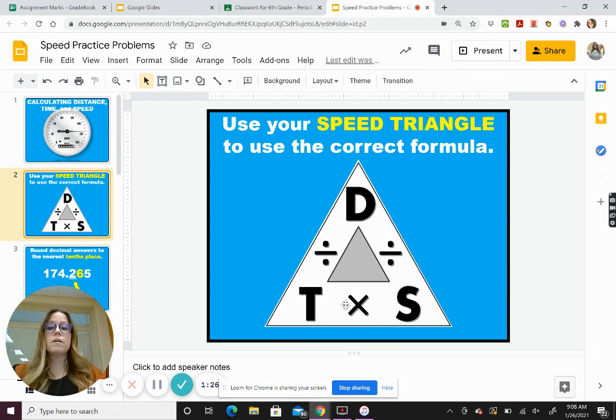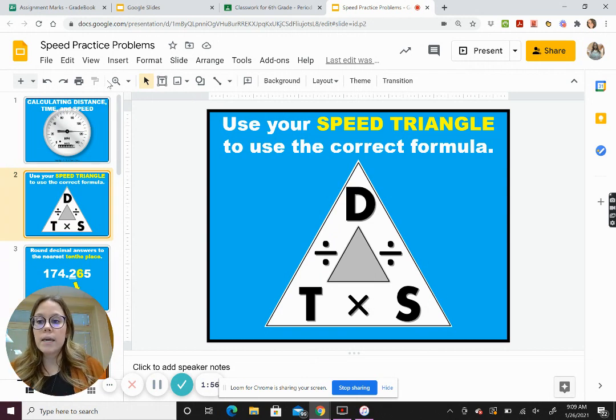Or say we needed to solve for time. It would be distance divided by speed. So that's what your triangle is. So if we had to solve for something else besides speed and we didn't know how to solve for it, you can switch up your formula that way. If that doesn't make sense to you, I already have the formulas on the slides for you, so that would help you there. But that's what the speed triangle is.